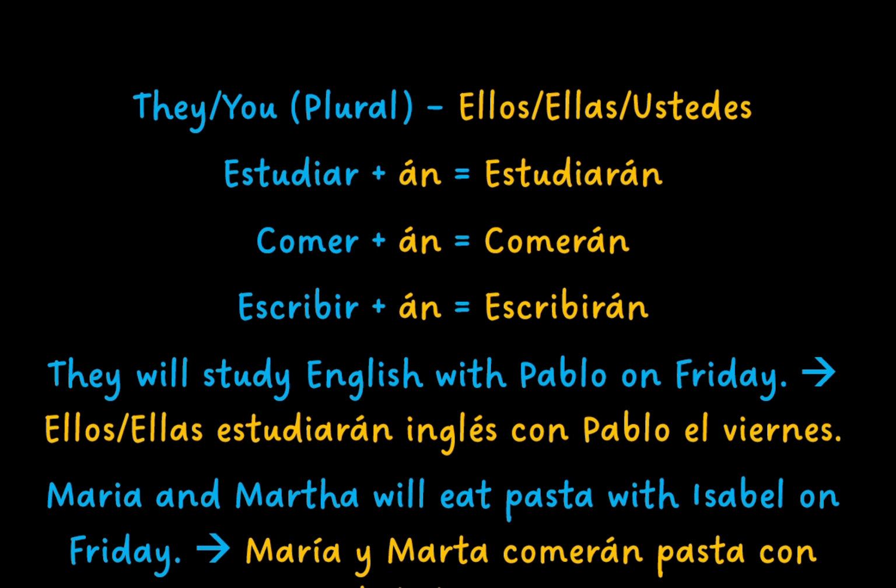They in Spanish is ellos or ellas, and you when talking to multiple people is ustedes. To conjugate this, we add A with an accent, N. So to say they or you will study, estudiar becomes estudiarán. To say they or you will eat, comer becomes comerán. And to say they or you will write, escribir becomes escribirán.